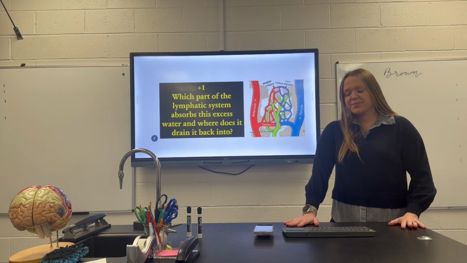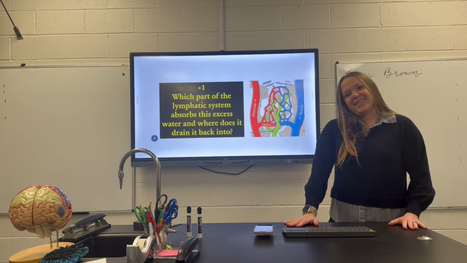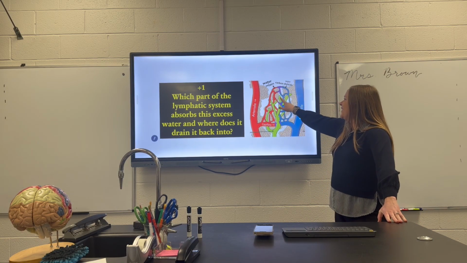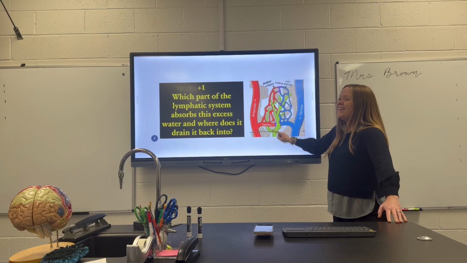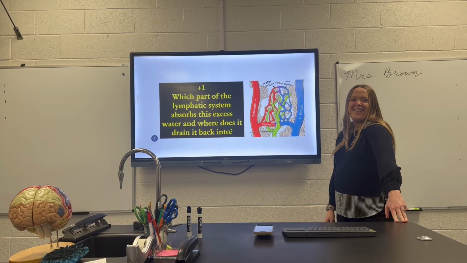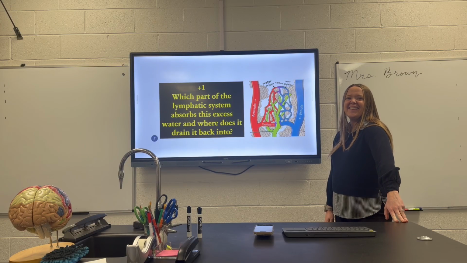Which part of the lymphatic system? I don't know. You don't know? They look like this. What are these? Oh, wow. This looks like, I don't know, like green. It looks like, I don't know.